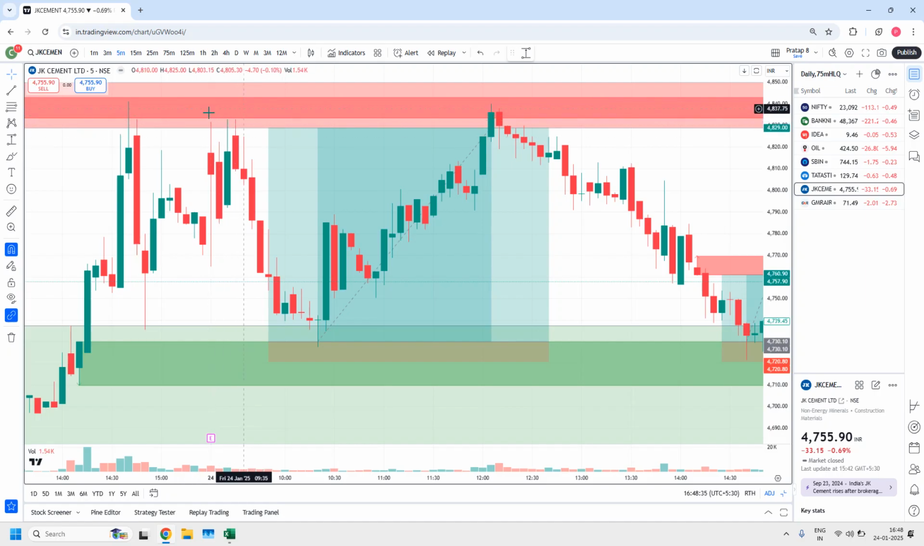You have a 5 minutes HLQ zone, and on this 5 minutes HLQ zone you are blindly taking a trade. That's it. No strategy at all. With confidence it will work. If it fails, okay, the stop loss is a small amount we will be losing. That way, if you take it, today you would have got a very good profit.